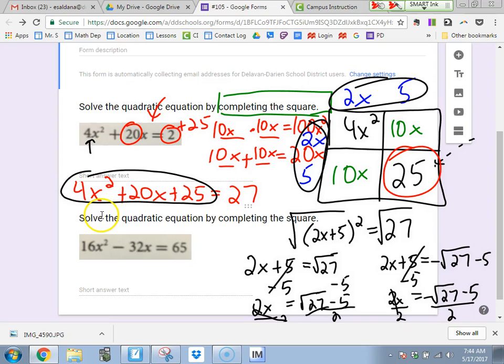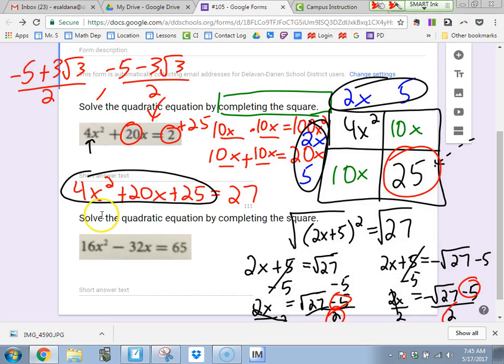The answer that they're expecting does not look like what's up here. The way that it looks is this: negative 5 plus 3 square root 3 divided by 2, and negative 5 minus 3 square root 3 over 2. The negative 5s are no different, right? The 2 that we divide by is really not different either. But instead of square root 27, they have 3 times square root 3.